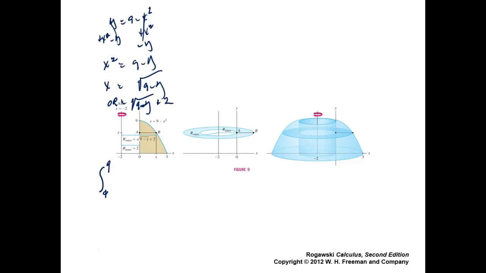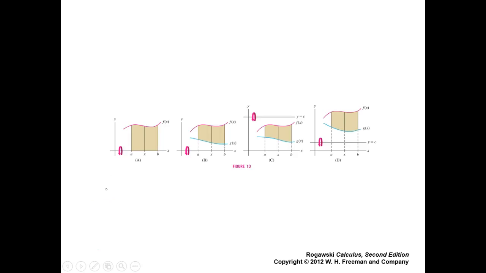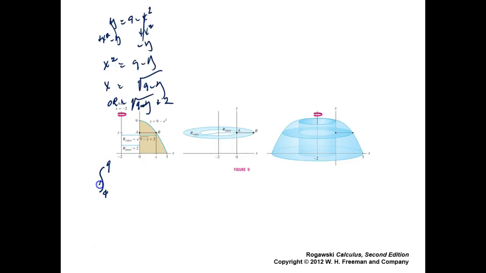So the outer radius, the area of this part out here, that's going to be pi times the outer radius, the square root of 9 minus y plus 2, squared. Your inner radius is minus 2 squared, which is 4, dy. Okay? I don't know what this thing is doing, it's just doing weird things.